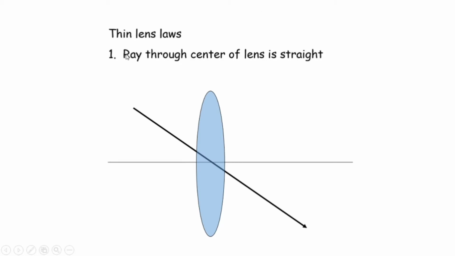We are studying here thin lens laws. Number 1: the ray through the center of the lens is straight. It is shown here. This is the lens, this is the axis of the optical lens system, and a single ray through the center of the lens is always straight.